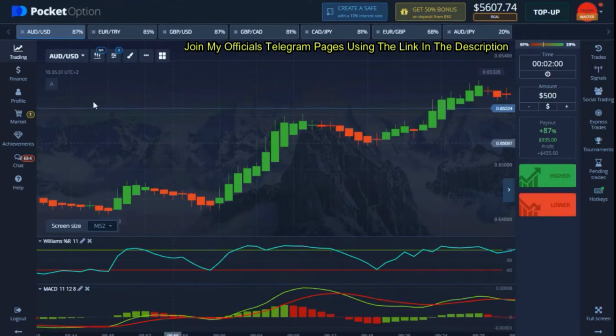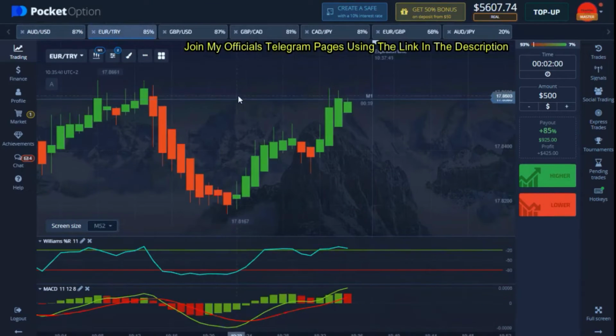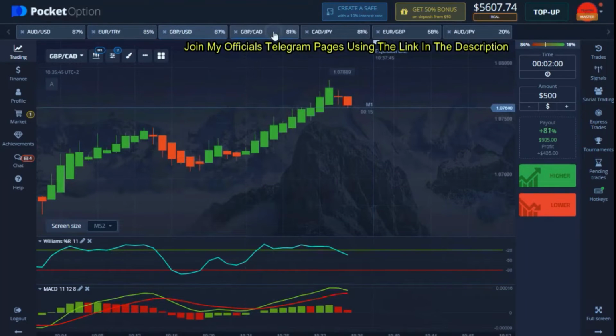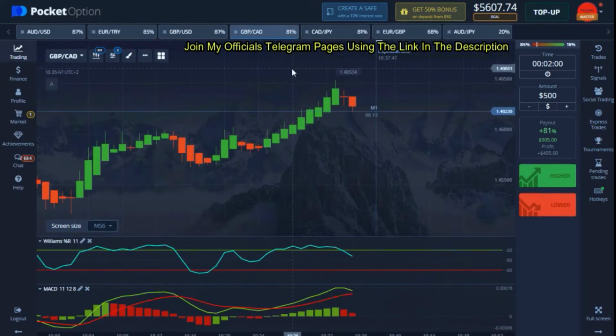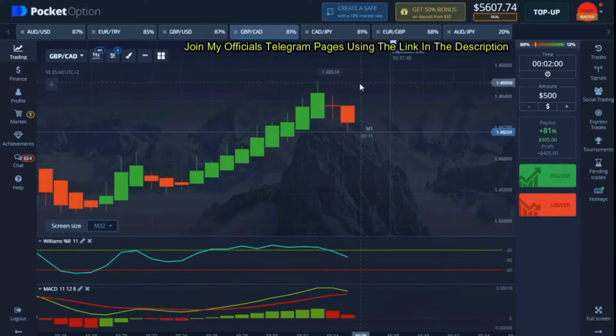So right now we're analyzing the market. When I get a good moment, I'll come down and take a trade. And of course, I'm going to show you in a real picture what I see before I enter the trade.